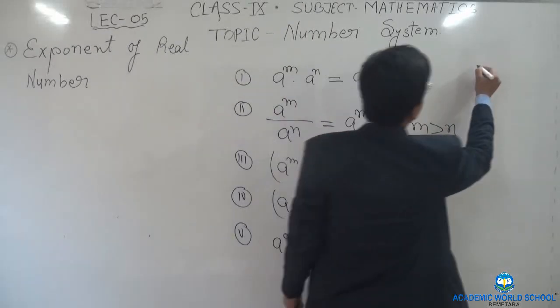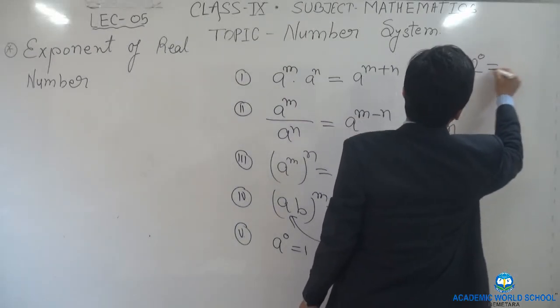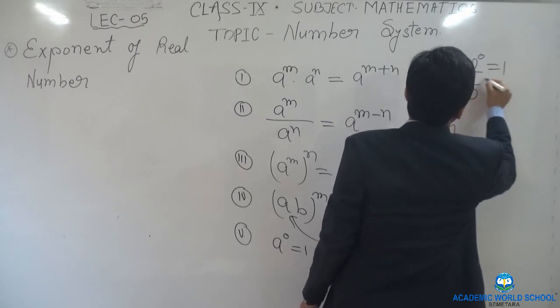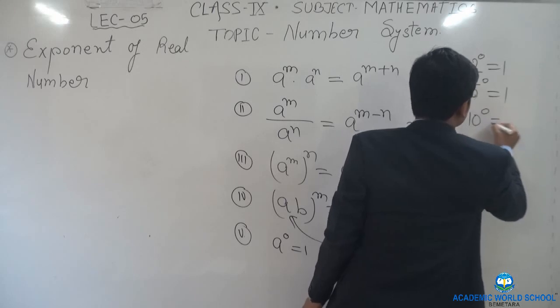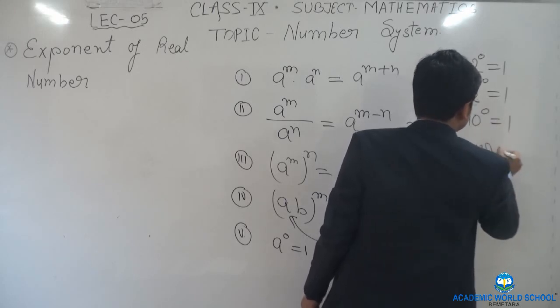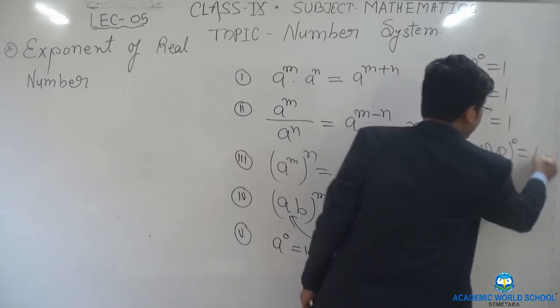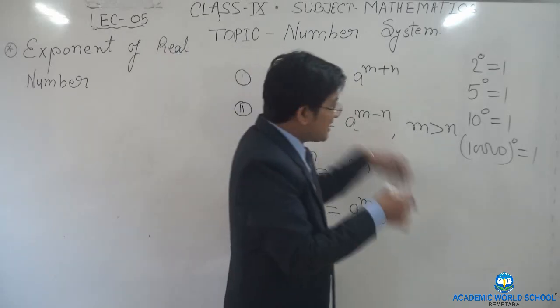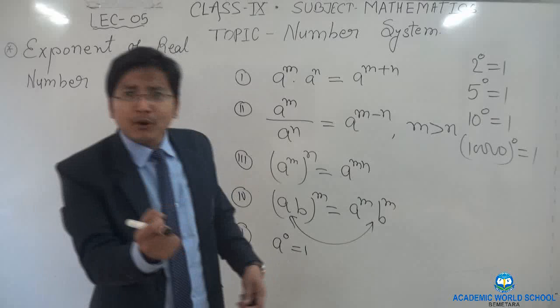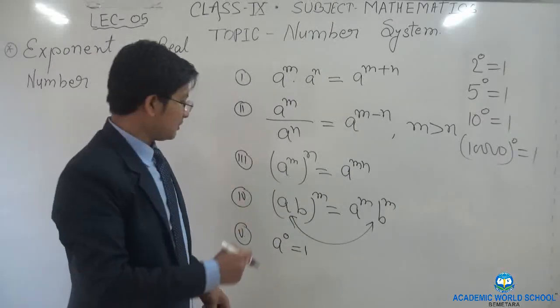I am telling 2 to the power 0 is equal to 1. 5 to the power 0, that is 1. 10 to the power 0, 1. Any number to the power 0 is 1. Okay. So why is this coming 1? Now the important question is how this is coming 1.